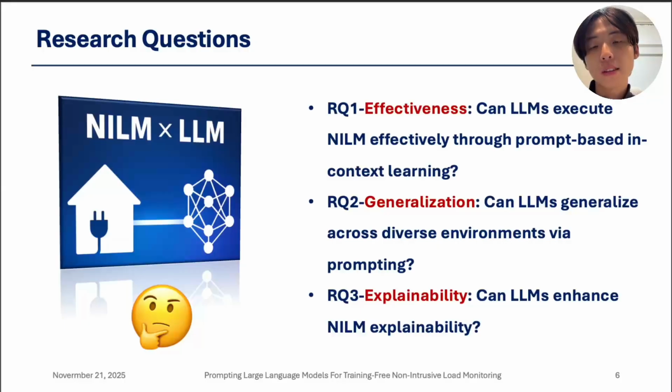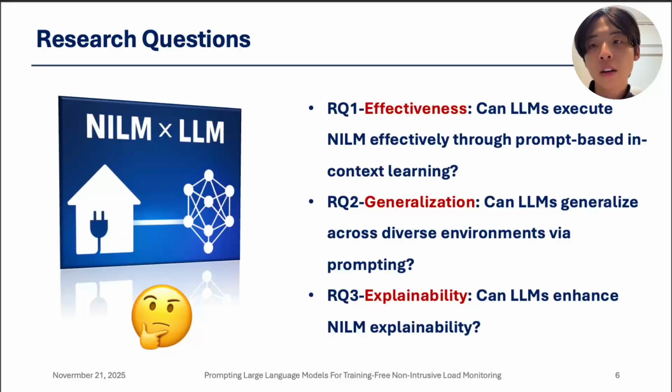The first one is effectiveness. Can large language models actually do NILM through prompt-based in-context learning? And research question two is generalization. If we only change the prompt, can they generalize across different houses and different regions? And the last one is explainability. Can they give us human readable explanations for their decisions so the process becomes less black box?